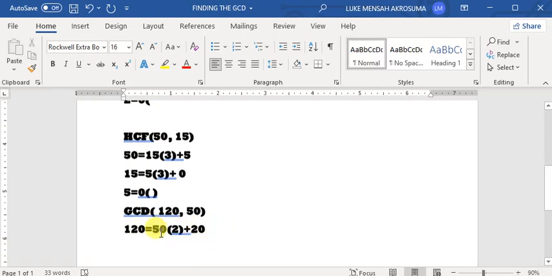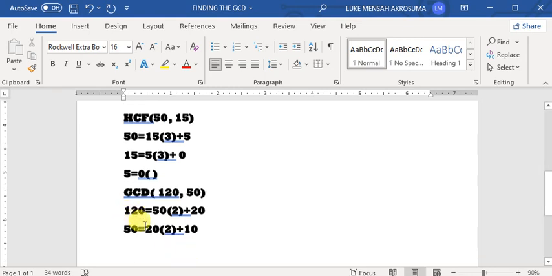Next, we bring 50 down here, equate it to the former remainder, which is 20. Then we ask ourselves how many times 20 will enter 50 perfectly. That is 2, plus the remainder. 20 times 2 is 40. The remainder of 10 to make up the answer.